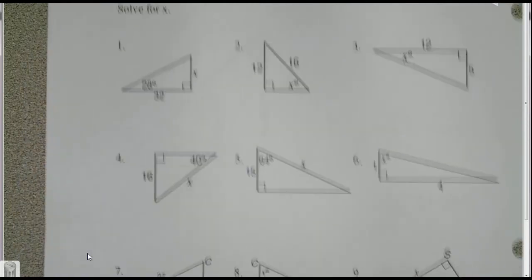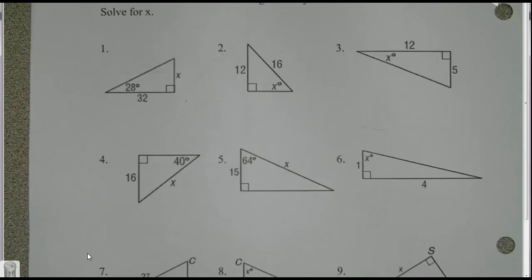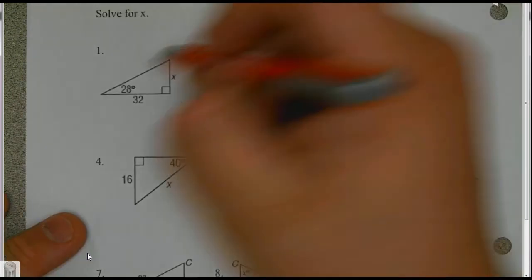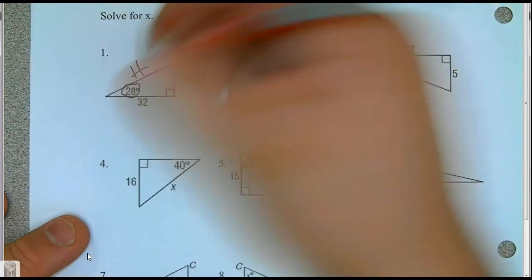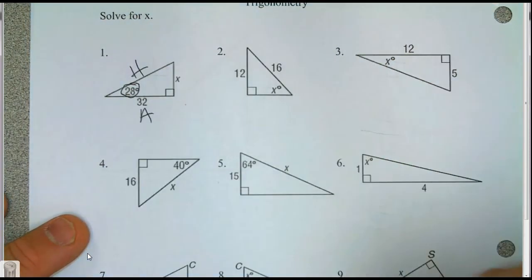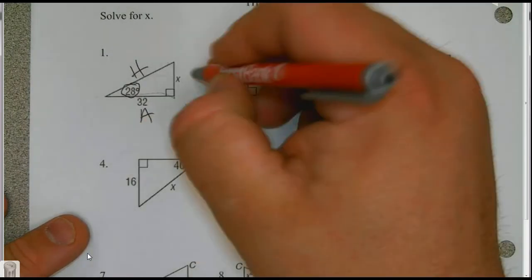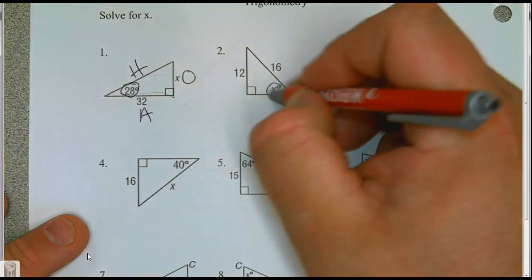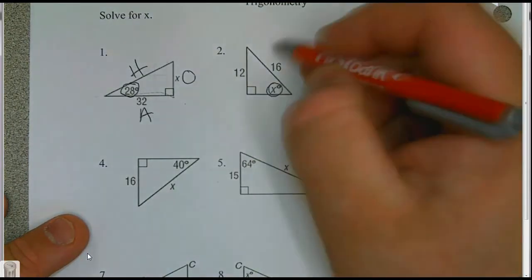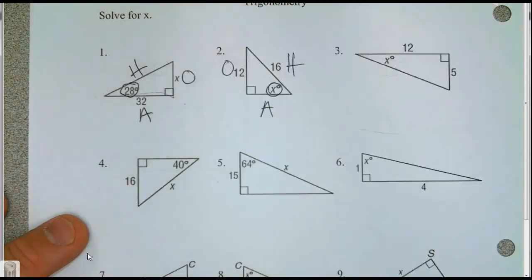So on the back, the first thing I want you to do is label all the triangles. Basically, I'm going to circle my angle, and I'm going to label the hypotenuse, the adjacent, and then the opposite. If the angle is x, that's fine. Circle the angle, label the hypotenuse, label the adjacent, label the opposite.